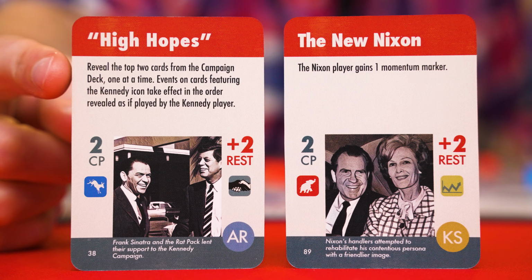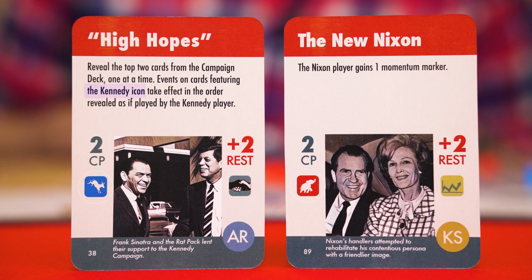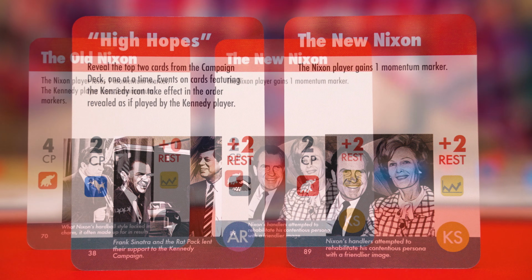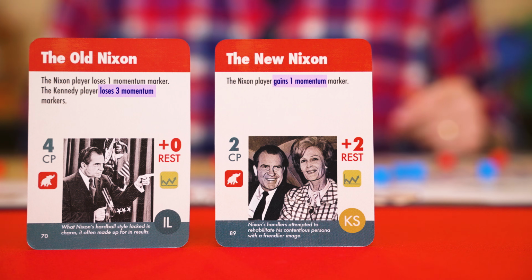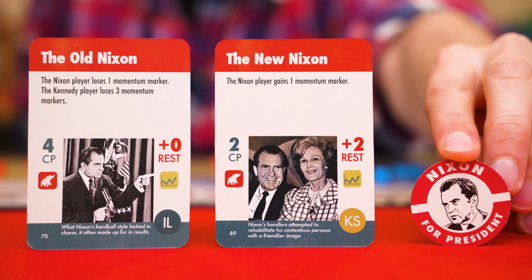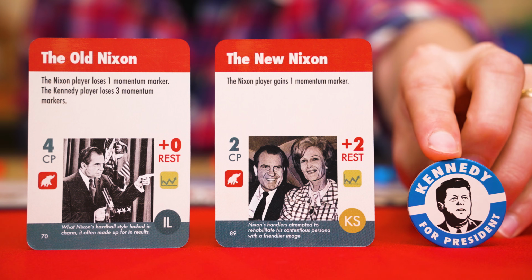This event tells you to refer to the Kennedy icon. You'll find the candidates' icons in this area of the cards. Again, this one here is for Kennedy, and this is the one for Nixon. Sometimes an event will tell you to gain or lose momentum. You then gain, or return to the supply, a momentum token. When you collect one, flip it to your side, and we'll see how these are used a little bit later.